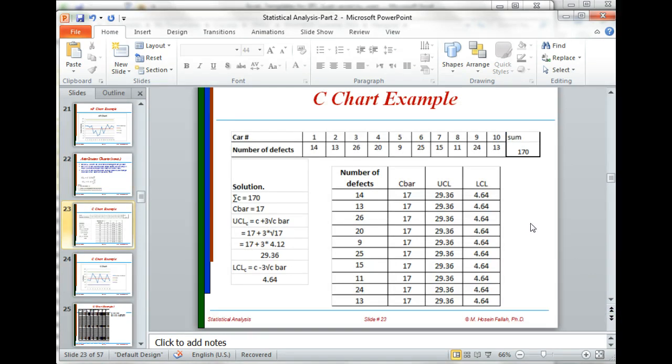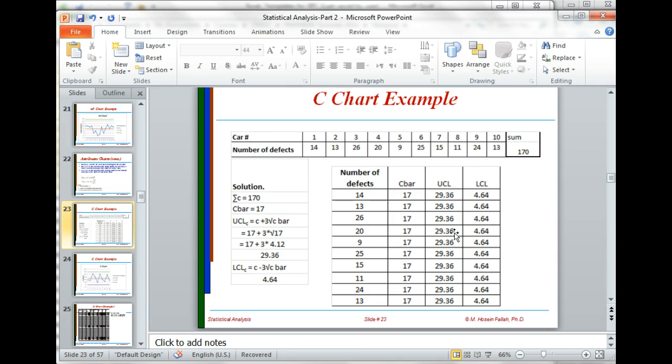So for the C chart example, I said cars, so let me say that we're taking cars off the production line once in a while, taking one as a sample and counting how many defects are on that car. So the first one had 14, the next time we sample it was 13, and so forth. So out of the 10 samples that we checked, there were a total of 170 defects on those 10 cars. So try to get the control limits for this. Here are my defects from this horizontal table to the vertical one. And I'm adding all the defects together, the 170 divided by 10, that means the C bar is 17, and that's my average. I'm putting it in this column.